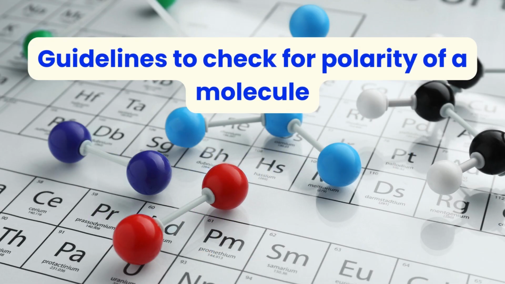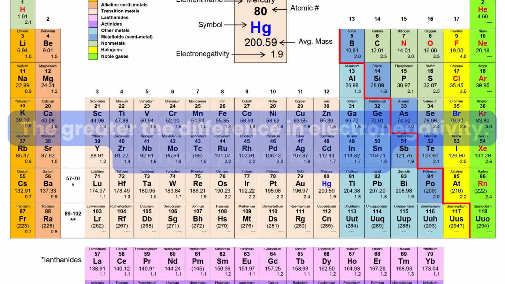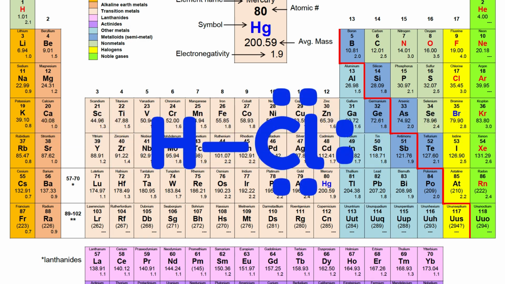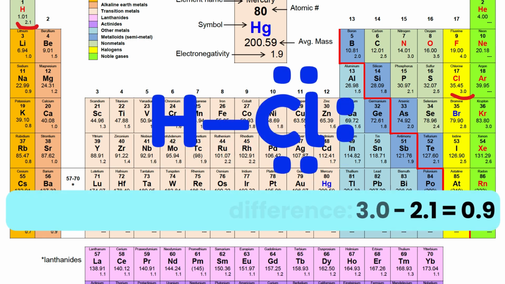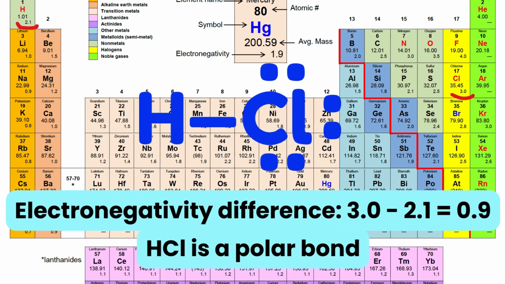Guidelines to check for polarity of a molecule. Use the periodic table to estimate electronegativity values and calculate the electronegativity difference between the bonded atoms. The greater the difference, the more polar the bond is. HCl. Electronegativity of hydrogen is 2.1, that of chlorine is 3.0, so the difference in electronegativity equals 3.0 minus 2.1, which equals 0.9, so HCl is a polar bond.